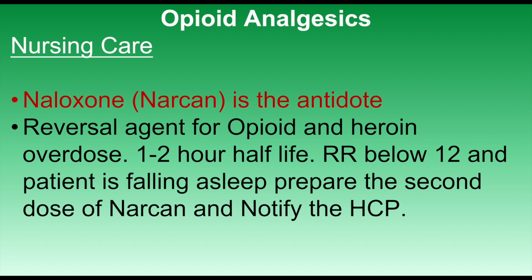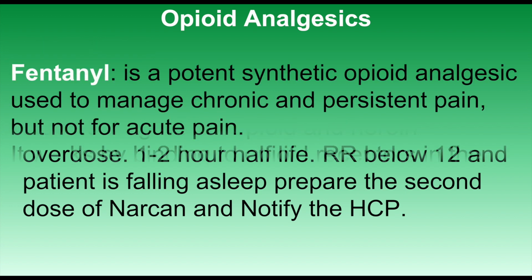Naloxone or Narcan is the antidote of opioid analgesics. So we have to give it to the patient if the patient is having an opioid analgesic overdose. This naloxone has a 1 to 2 hour half-life. So if the patient has a respiratory rate below 12 and the patient is falling asleep, prepare the second dose of Narcan and notify the HCP.